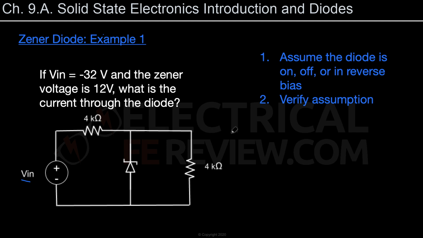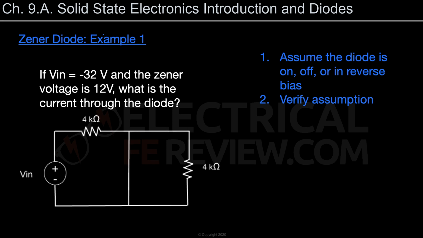So the first thing we're going to do is assume whether the diode is on, off, or in reverse bias. Well, if there's a strong negative voltage right here, we can assume that the current is going to be flowing this way through it, which would put it in the forward bias. So let us go ahead and assume that the diode is in the forward bias, meaning that it is a closed circuit. So let's redraw our circuit so that it shows that the Zener diode is in forward bias.